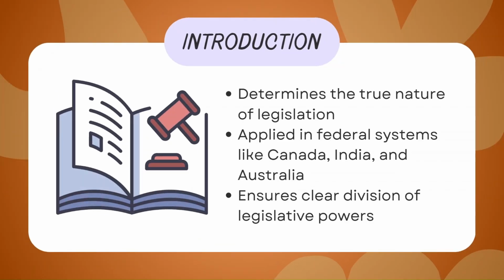The doctrine of pith and substance is an essential principle in constitutional law that helps courts determine the true purpose of a law, especially in cases where it overlaps multiple jurisdictions. This doctrine is widely applied in federal systems like Canada, India, and Australia, ensuring the proper allocation of legislative powers and preventing conflicts.